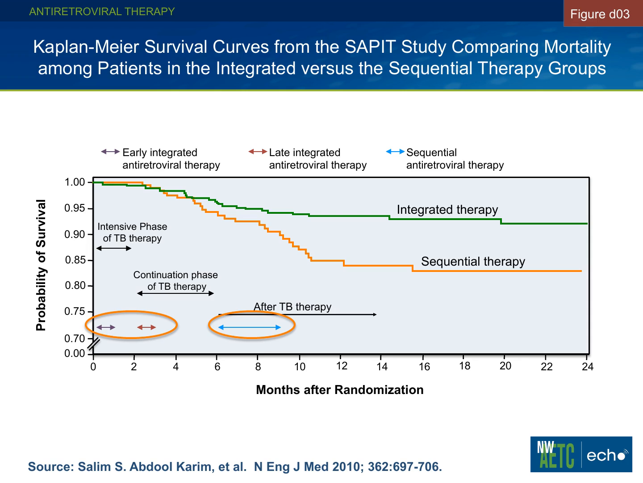The mortality curves by Kaplan-Meier analysis are shown here for the sequential therapy group and here for the integrated therapy group. And I think it's clear that there is a significant and substantial mortality benefit associated with starting antiretroviral therapy during the time of TB therapy as opposed to waiting until after TB therapy has concluded. This was a key finding of the Sabbat trial.